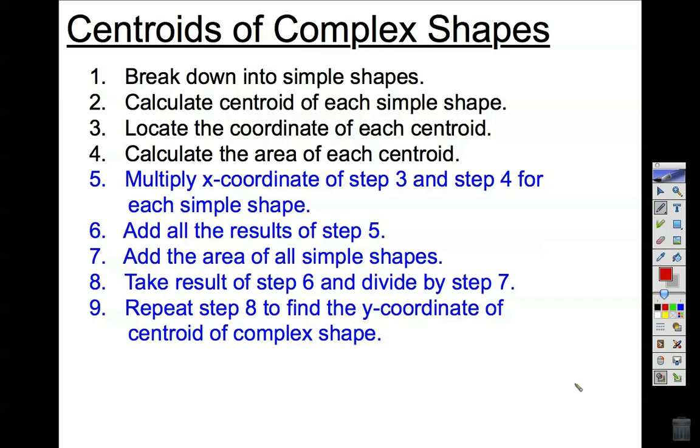Step 3 is that you're going to locate a coordinate of each of those centroids. Find the actual xy in a coordinate plane on the xy axis. If there is no xy axis, the best thing to do would be to put the bottom left part of your complex shape at 0, 0, and then create an xy off of that. That makes 3 somewhat easier depending on how your shape is. Step 4, we want to know the area of each of those shapes. This should be shape, not centroid.